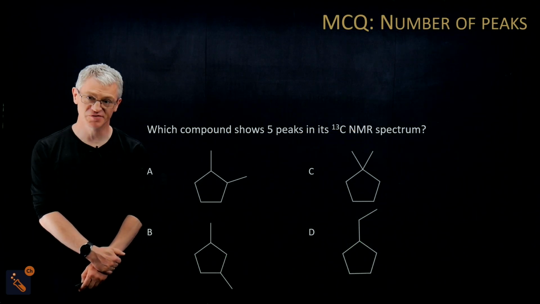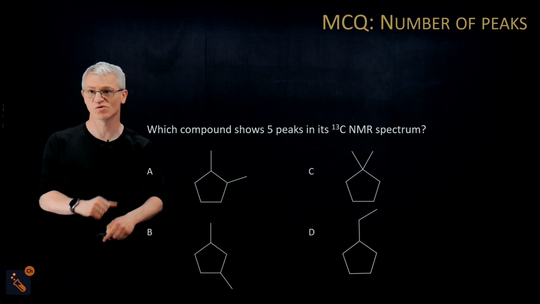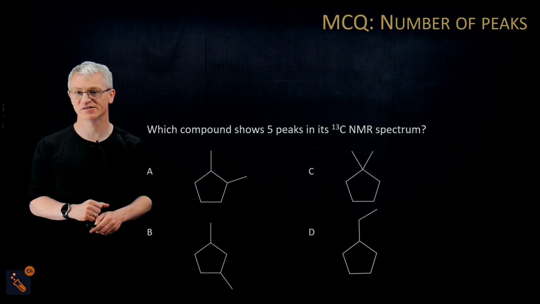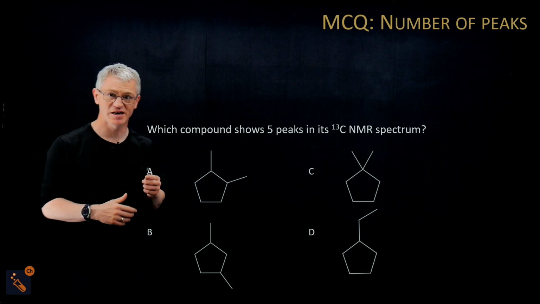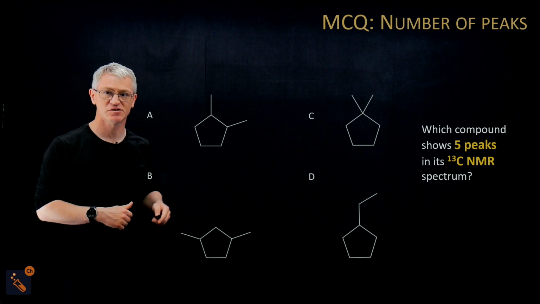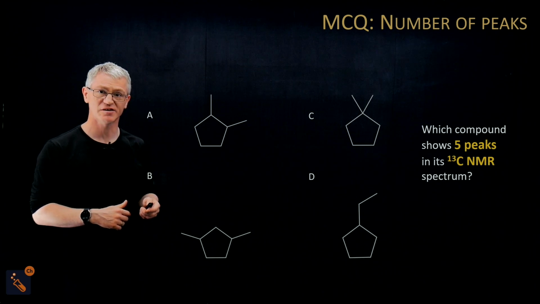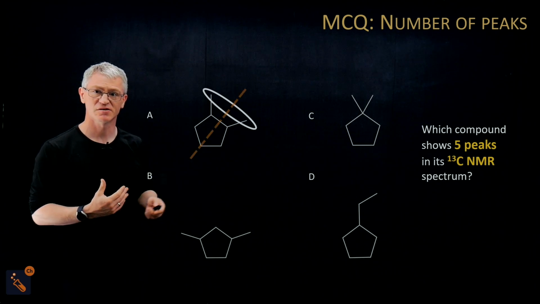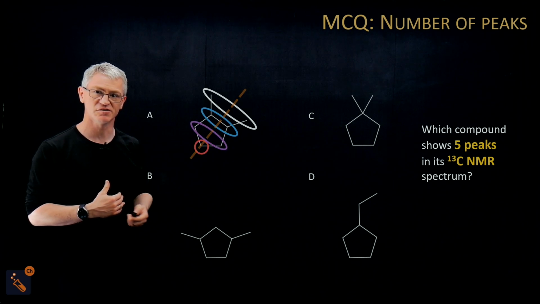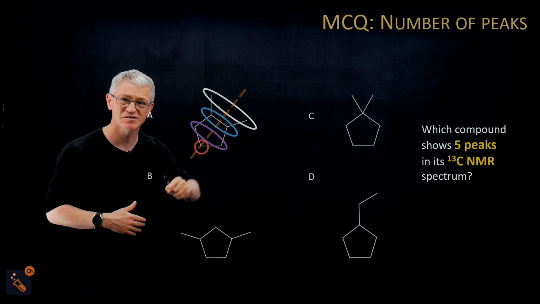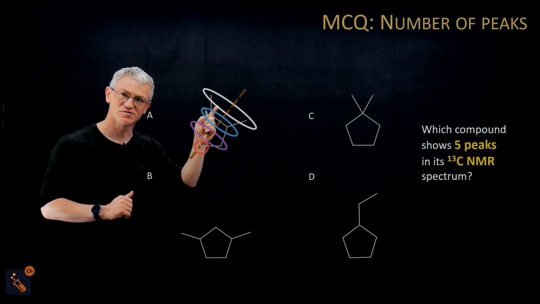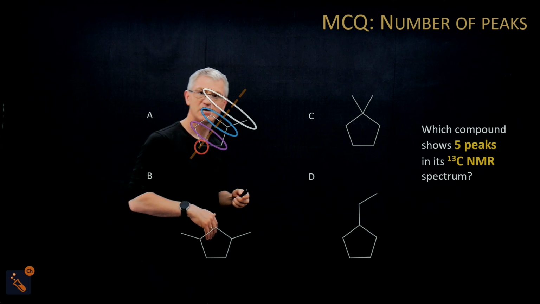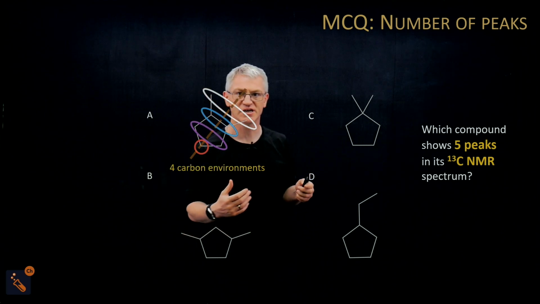So again, stop the video, try and do this one. Which one shows 5 peaks in its carbon NMR spectra? We're going to go through now, again, with my coloured things. Here are your peaks, and there you go. That's because there's symmetry down the middle. See the symmetry line? So the same environment, and there you go. So that's 4 peaks.